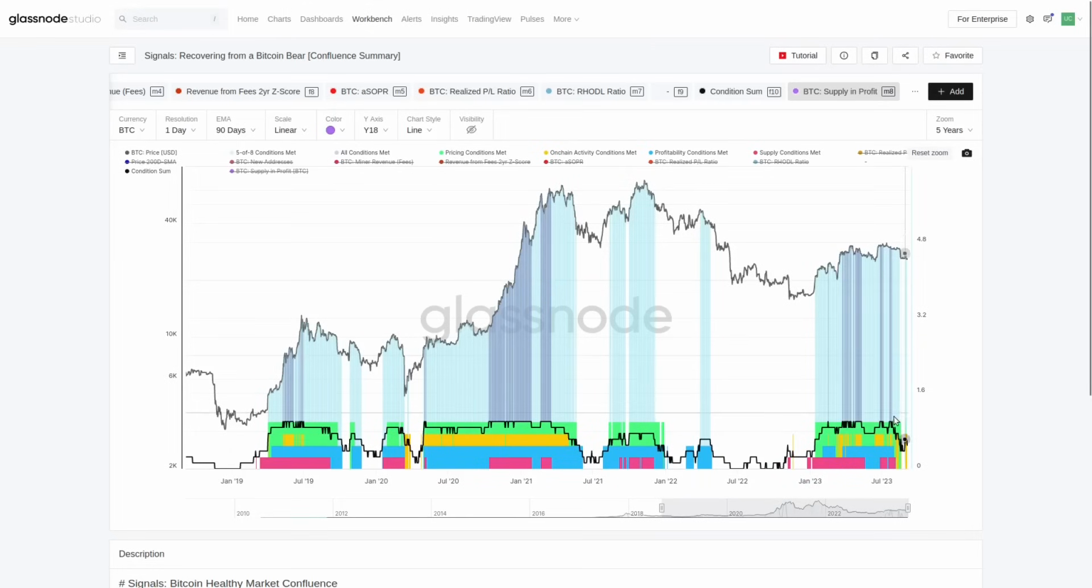And just to close this out, now that we've gone through all the different components, you can see that really it is only on-chain activity that has both of them firing, but we noted that fees is kind of up and down, up and down. So really this is quite tentative.